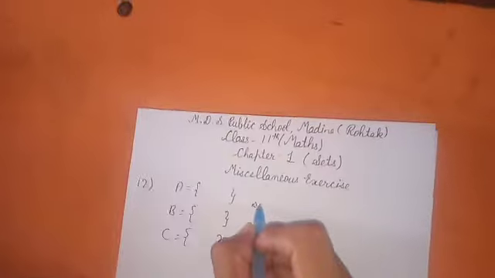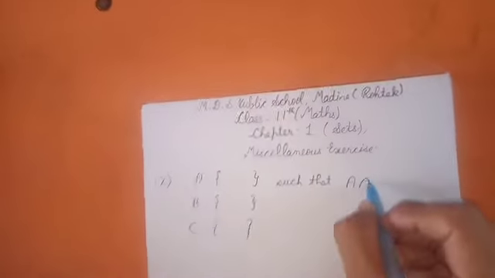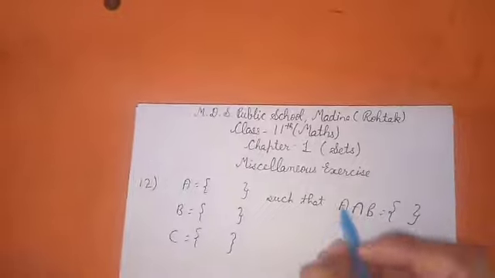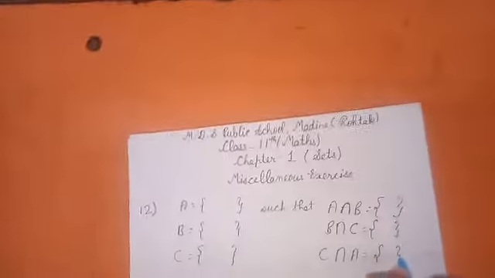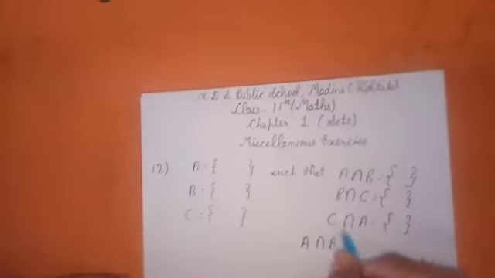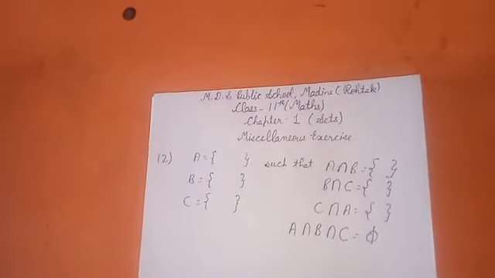Such that A intersection B is finite. Finite means some element is common there. Similarly for B intersection C and similarly for C intersection A. But one more thing they are asking about is that A intersection B intersection C should be phi. That no element should be common in all of them. Okay, now it is very easy.